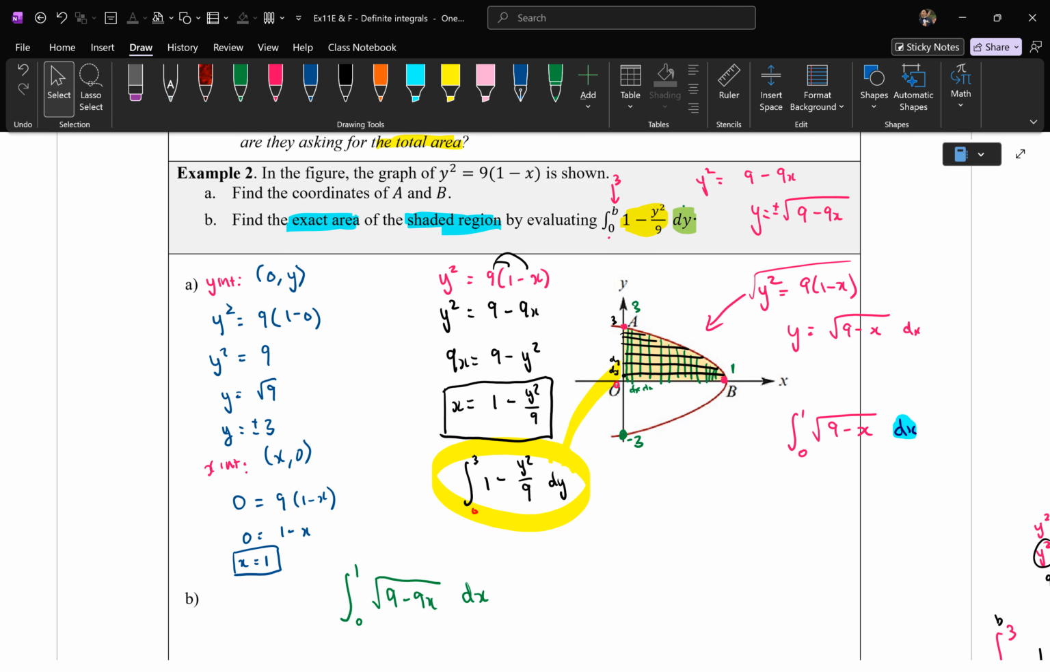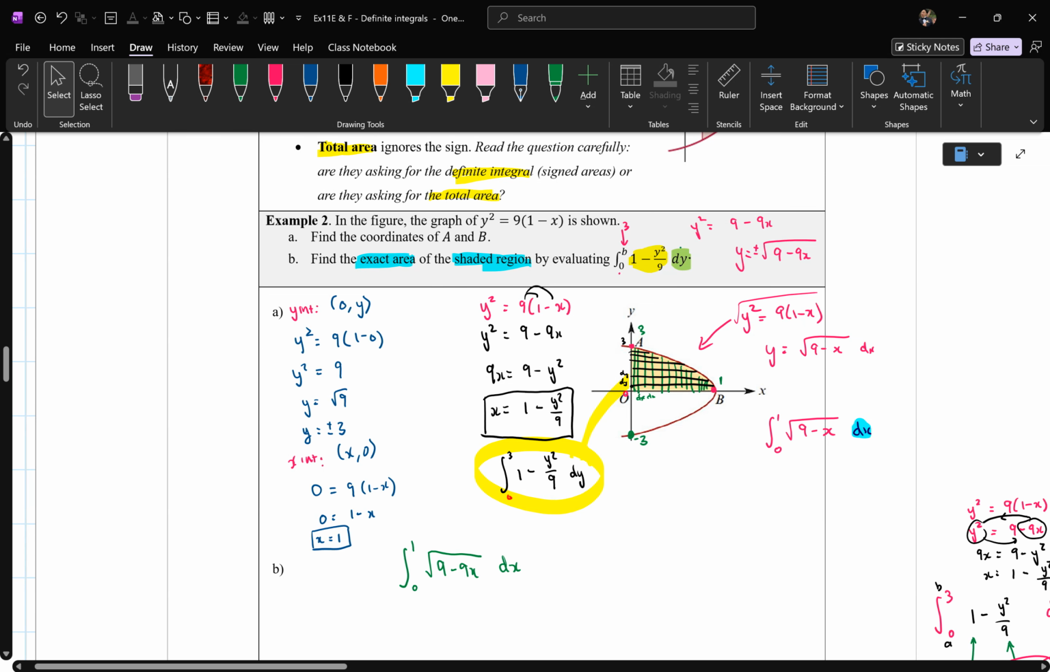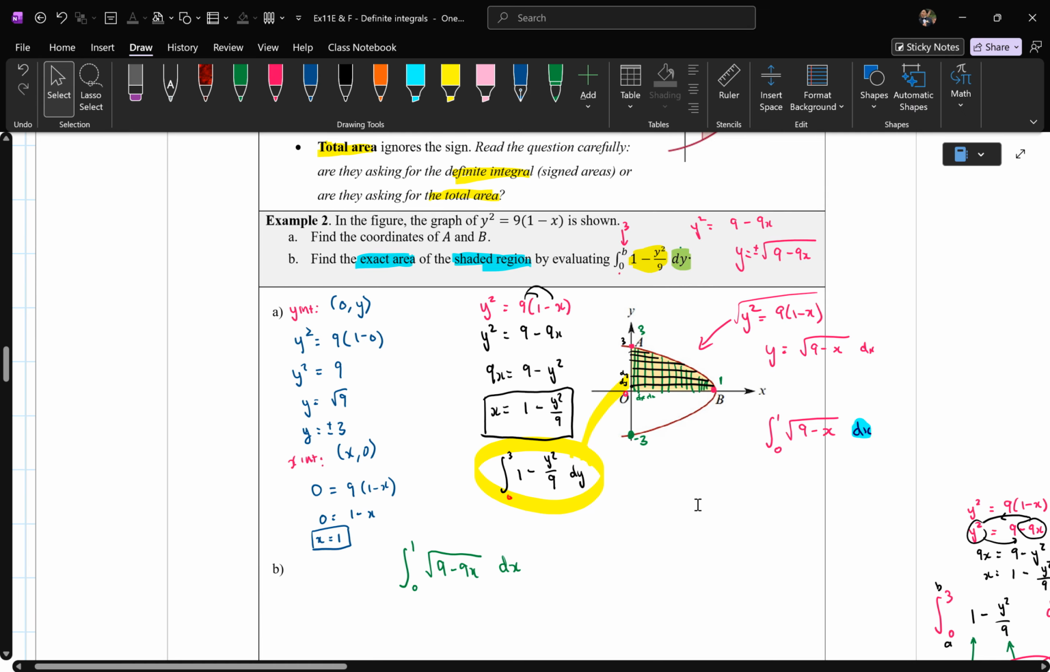Okay? But I'm going to stop there. That's as much as it should be for those who are new to integration. Keep practicing your antiderivatives, and then apply definite integrals. Next session is going to be area between curves.